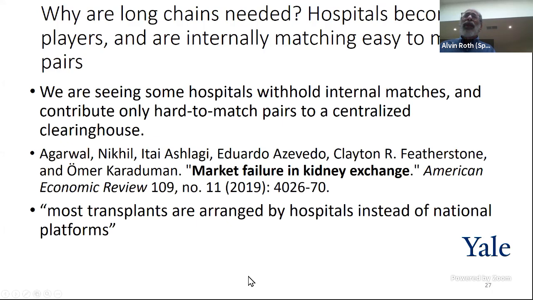Well, partly it's because hospitals are withholding their easy to match pairs and doing exchanges internally. Okay, so if they have easy to match pairs, there's a temptation to say to them, why don't you wait till next week and maybe we'll have a pair, we can just match you locally, you won't have to enroll in, we won't have to share your data with other transplant centers and do all the complicated logistical things that we have to do for kidney exchange.